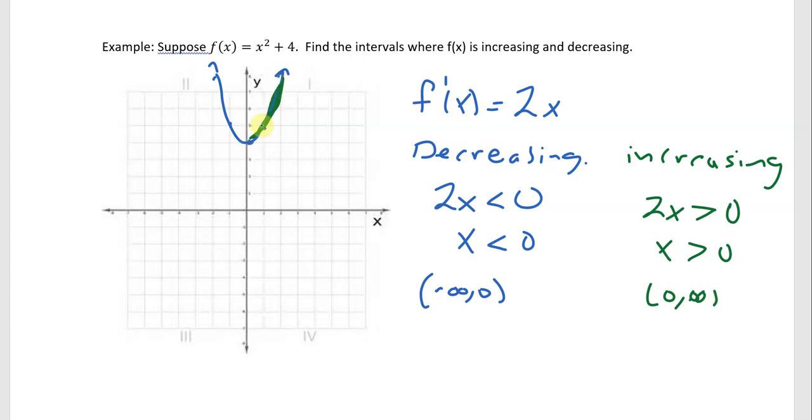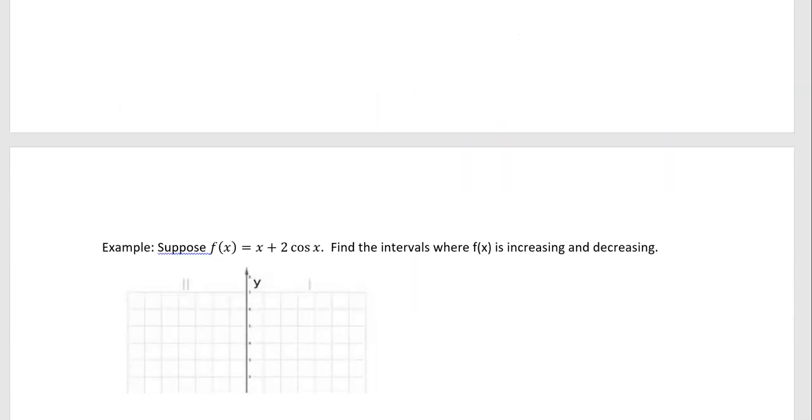I mean, it's going uphill on this half of the parabola, and that's from 0 on over. And then on this half of the parabola, it's headed downhill, and that's from negative infinity to 0. So that was our easy example. Let's try something a little different here.